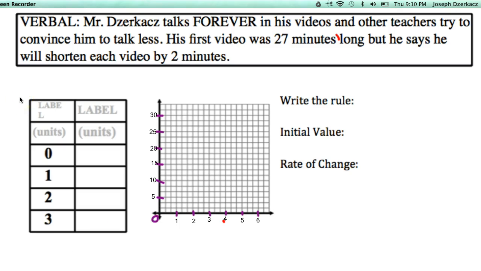So in the last unit, I gave you equations and I had you put them on a graph. I gave you a table, I had you put them on a graph. Now we're going to do the reverse. We're going to give you a table or a graph and you need to make the equation. So let's do a little word problem.